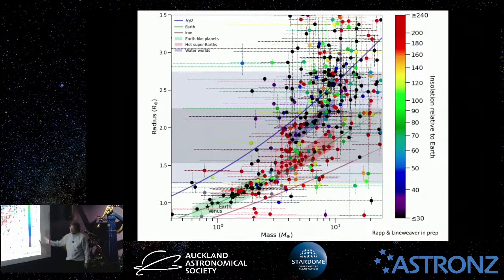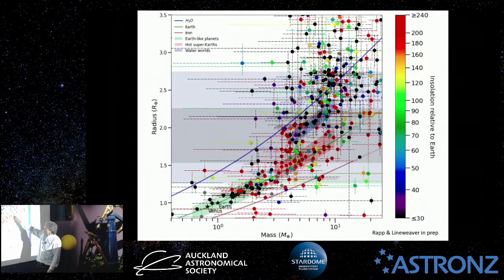In any case, when we look at this, we say, hey, look at this. We have very much of an overdensity here, and we're going to call these Earths. But over here, it's a continuation of the same Earth-like composition, but look at how it all turns red here. Why did it turn red? It turns red because they're really, really hot.